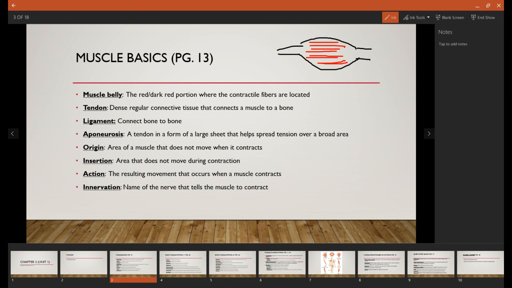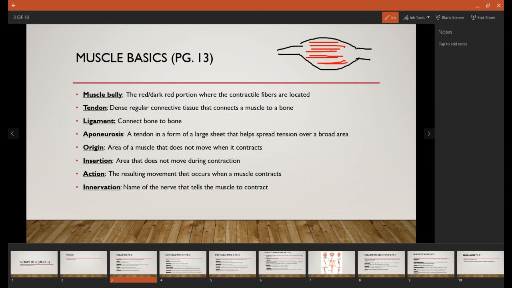Also with an origin, this is going to be the part of the muscle that doesn't move when the muscle contracts. When a muscle contracts, it gets shorter. And so only one side is going to be able to move to accomplish any kind of movement. If they both got shorter, then no movement is going to happen. The bones are going to get closer together. So the origin is the part of the muscle that doesn't actually contract. The insertion is the area of the muscle that actually does contract, so it's going to get shorter and move closer towards the origin.